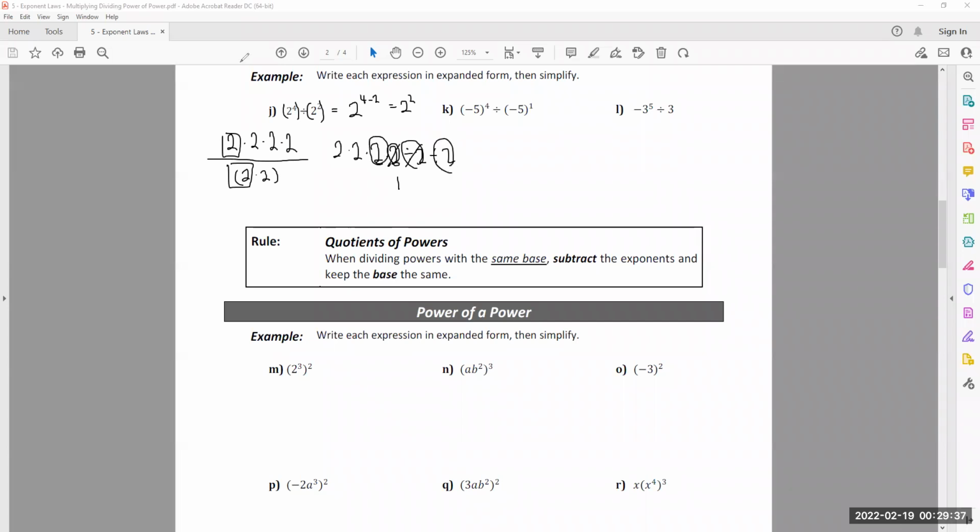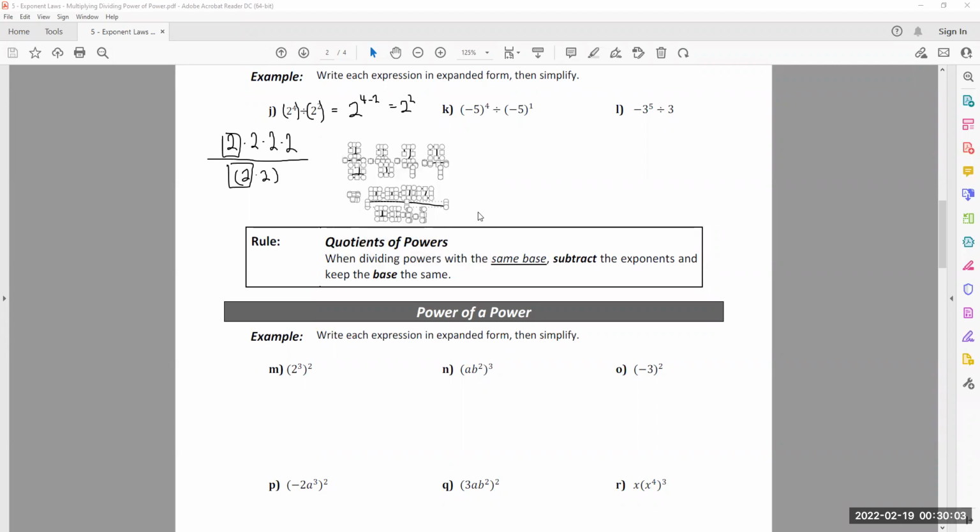Same with these two. Another way you could look at it is pretend you're multiplying fractions. Do you remember what happens? What if I multiply it by 2 over 2 times 2 over 2 times 2 over 1 times 2 over 1? Multiply across, I have 2 times 2 times 2 times 2 in the numerator, 2 times 2 times 1 times 1 in the denominator, which is essentially the same thing as what we have on the left side.